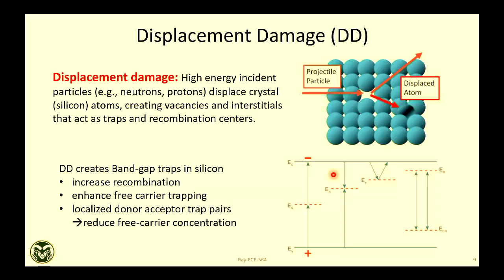Now, recombination inside the semiconductor is a bad thing, because that will increase your leakage current. For example, for a solar cell, it will decrease its efficiency when it is under sun. So these are the effects of displacement damage.